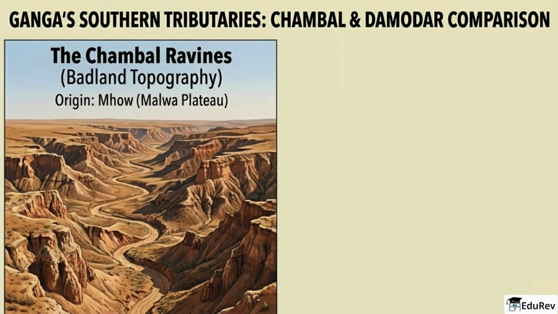Now compare two southern tributaries through landform logic, Chambal and Damodar. The Chambal is associated with the famous ravines and badland topography. Its origin is near Mhow on the Malwa Plateau. Badland topography means heavily dissected, deeply gullied terrain, usually produced by intense erosion. That is why the Chambal region looks carved and broken.